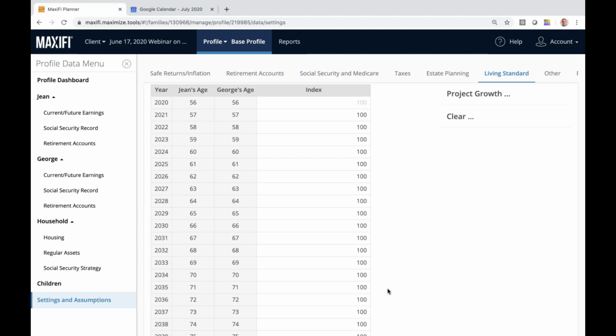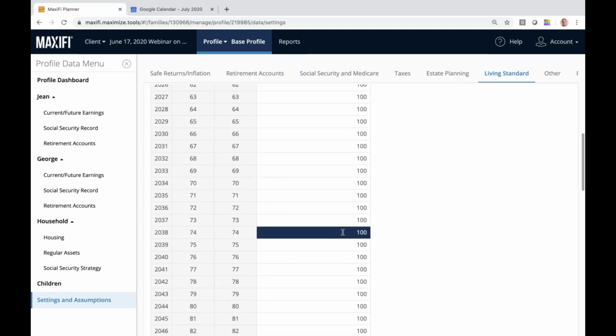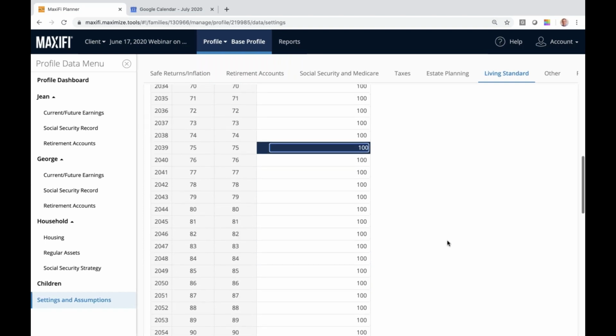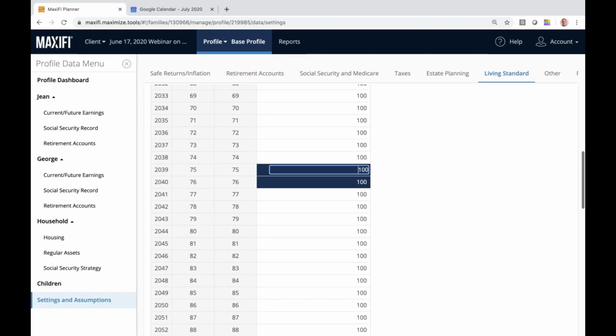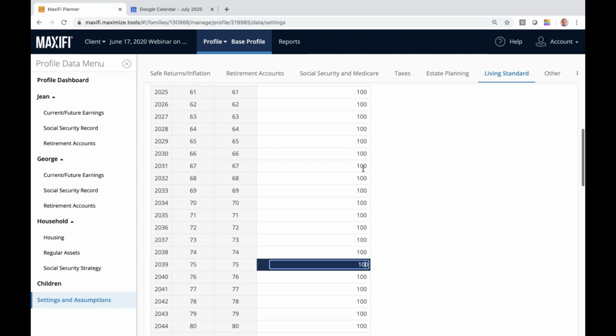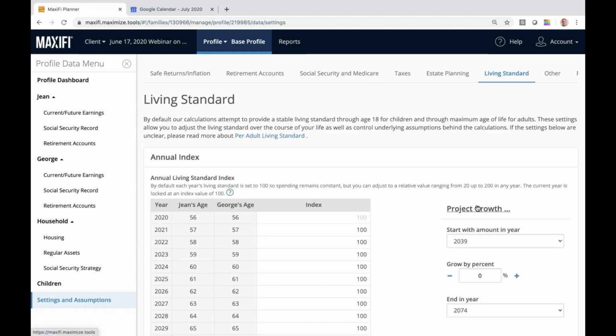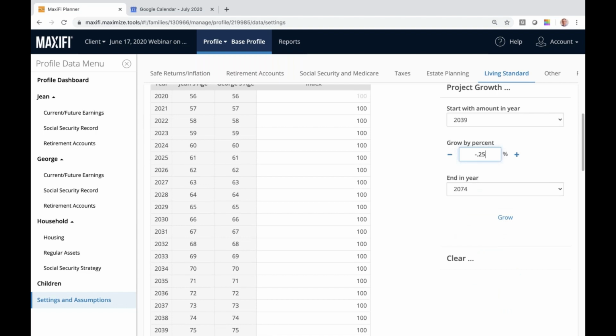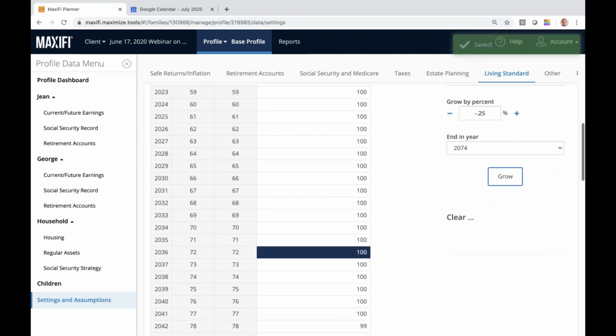So, suppose you wanted to say, hey, starting at 75, I'd like my living standard to decline. So starting this year when I'm 75, 2039, maybe I'd like it to decline by 0.25%. And so I'm going to put in here 0.25%, and then I click grow. And now look at this.